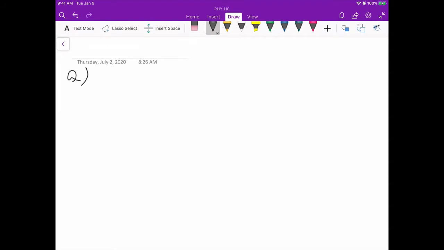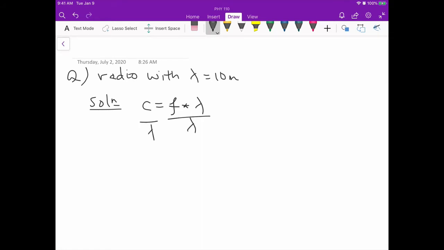So the question is to find the frequency for both cases. Part A is a radio wave with a wavelength of 10 meters. So the solution is simply, as we said, radio is an electromagnetic wave, then it's going to be C equals lambda times frequency. The question is, what is the frequency? You can isolate the frequency by dividing both sides by lambda. As a result, your frequency f is going to be C over lambda.